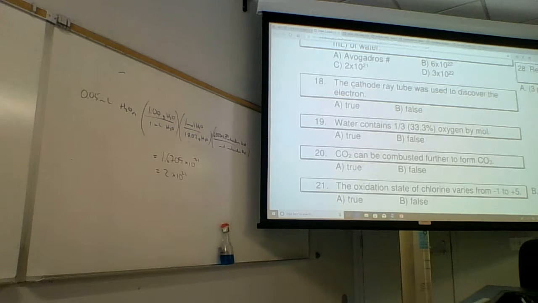CO2, number 20. CO2 can be combusted further to form CO3. No, it looks like the consensus. This is false. CO2 cannot be combusted further to form CO3. Why do you say that? Why can't they? I've seen CO3 before, but it looked just a little bit different. I've seen CO3 2 minus.